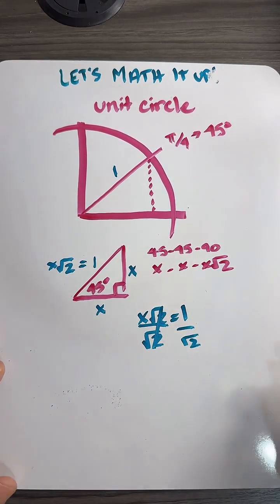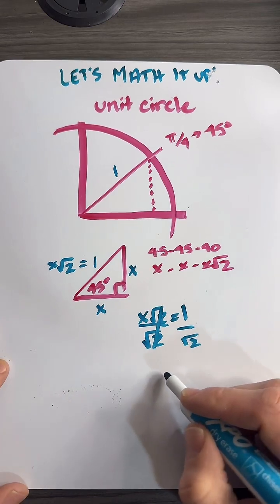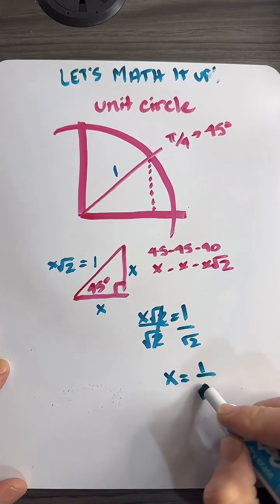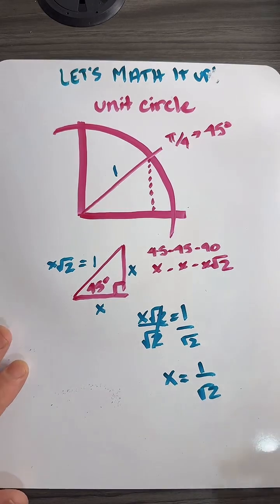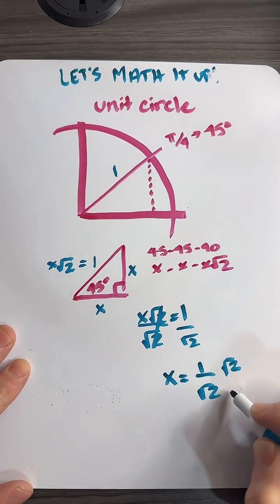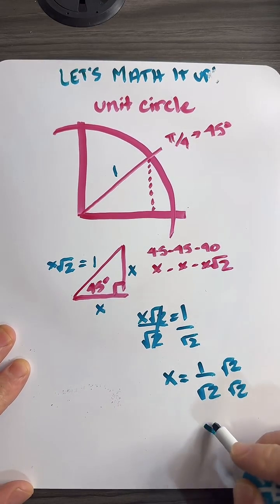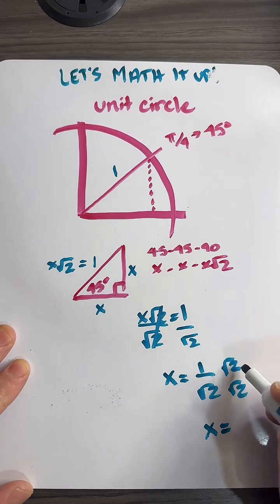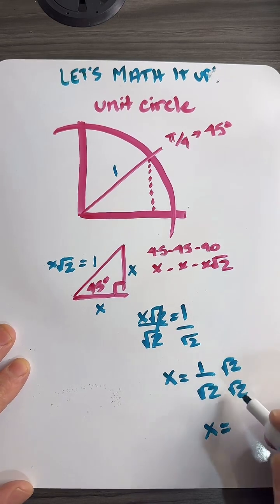Right? So those cancel. I have to rationalize that denominator. So I have x equals 1 over the square root of 2. So I've got to rationalize that denominator. So I get square root of 2 over the square root of 2. So I end up getting x equals square root of 2 over 2.